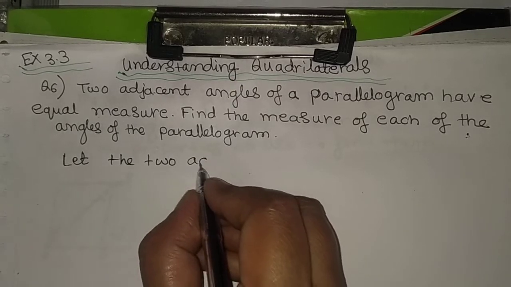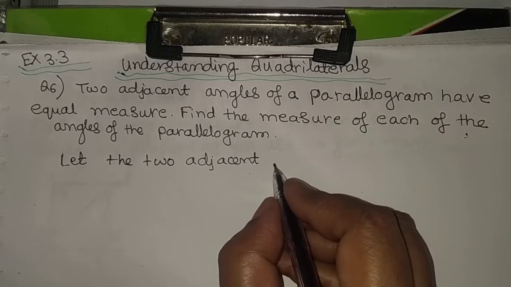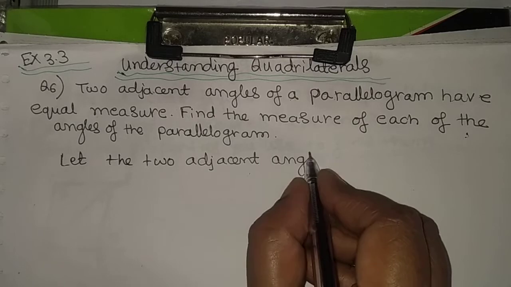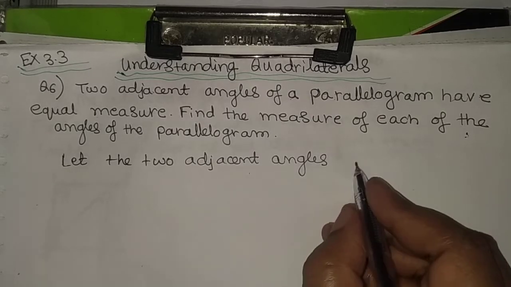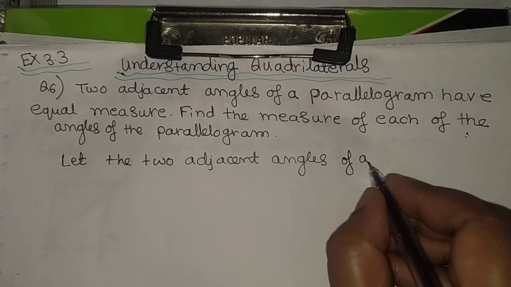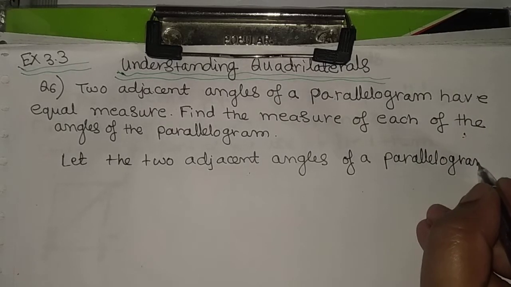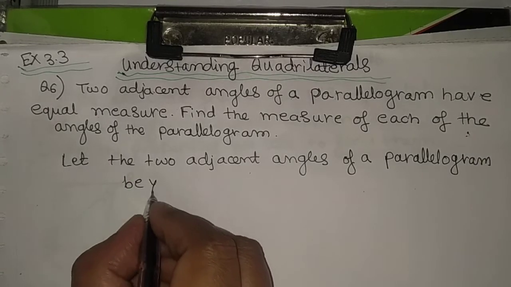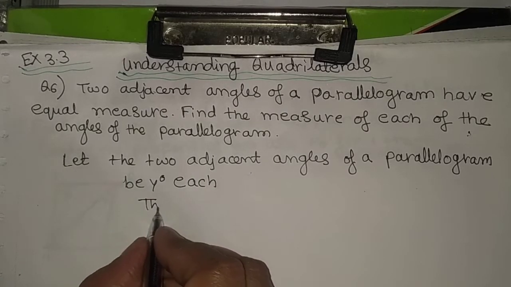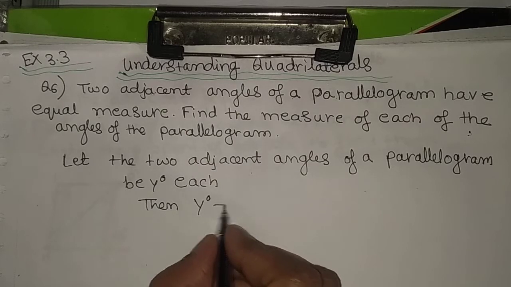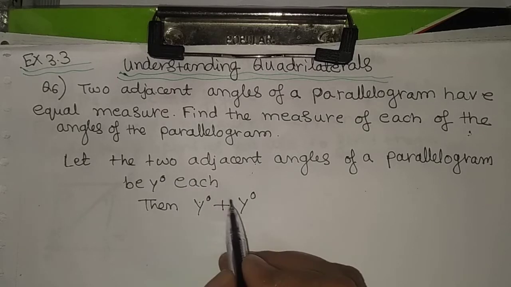Let the two adjacent angles. Adjacent angles are not given, so we have to assume them. So let the two adjacent angles of a parallelogram be y degrees each. Then y degrees plus y degrees. Each adjacent angle is assumed as y degrees.